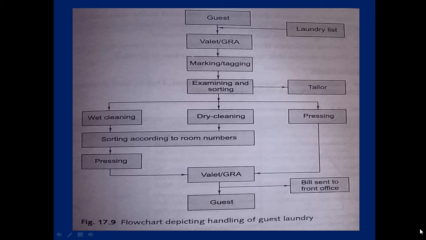Then wet cleaning. If wet cleaning is required using detergent solutions, then it will go for a regular washing cycle. If it requires dry cleaning, where only stains or spots should be removed, then it will go for dry cleaning. Or if only pressing is required, then it will go for pressing. After wet cleaning, sort according to room numbers. Like I mentioned, do not mix all the linens together. Keep them separately, with the help of tagging.